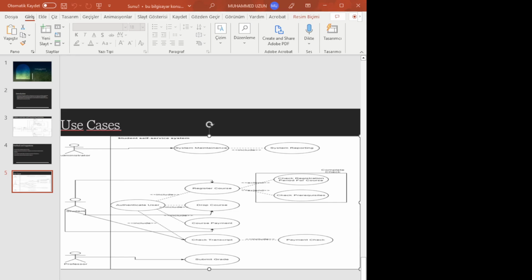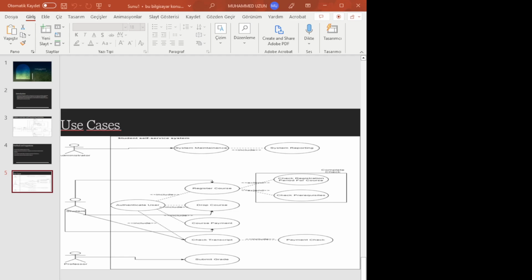Finally, there are some use cases here. Actually, I mentioned most of them in the block diagram on the previous slide. For example, here the student cannot see his grades if he has not paid. That's why I specified it with include. But the reason why I specified the prerequisites with extend, for example in the course registration, is that it's optional.